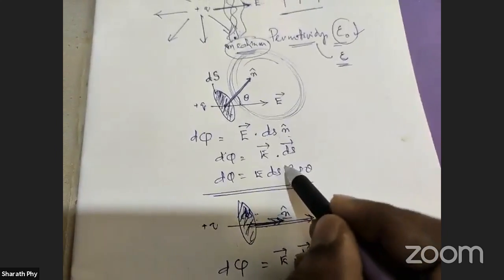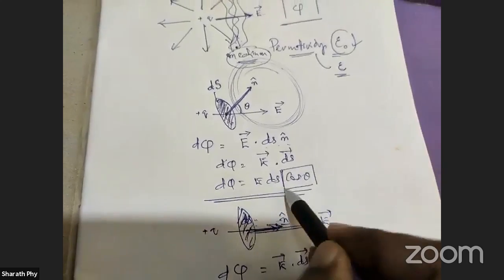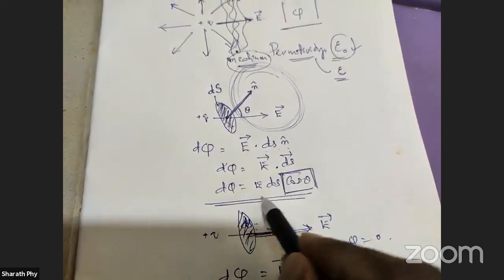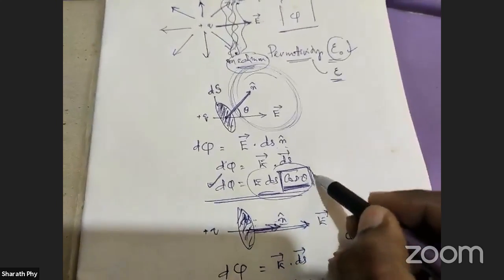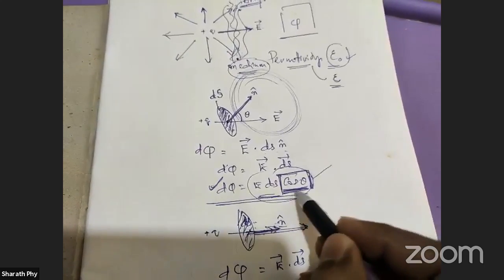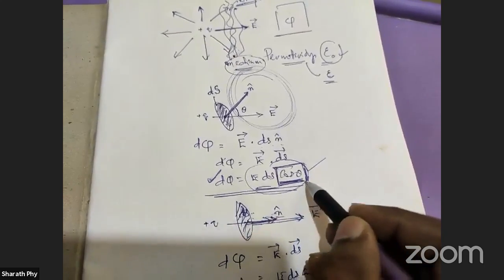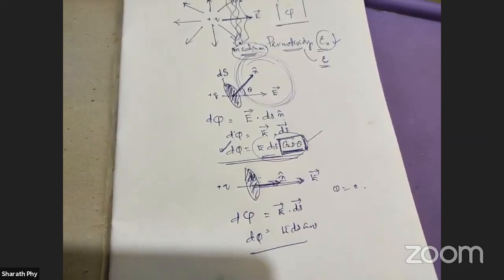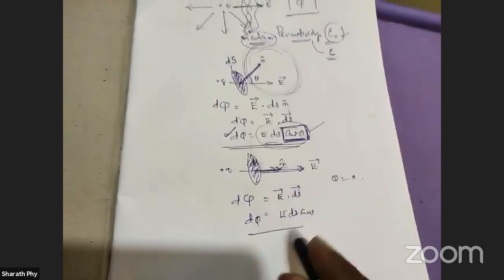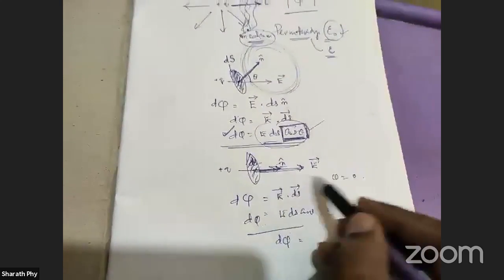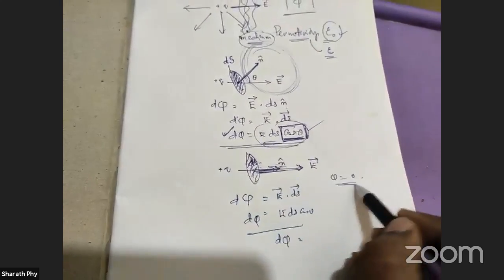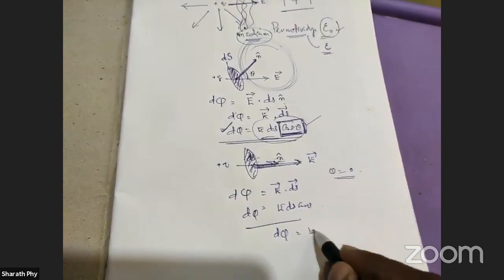You see this formula: whenever we get trigonometric function ratios in any formula, the total value becomes maximum when the trigonometric function becomes maximum, and minimum when it becomes minimum. So in this discussion, the angle between dS bar and E bar is 0, cos 0 is equal to 1, so the flux is E dS.